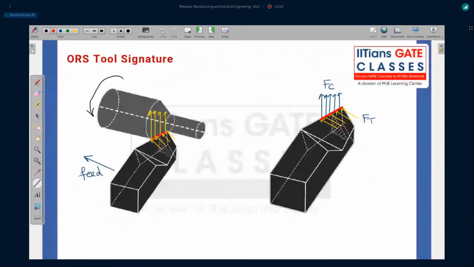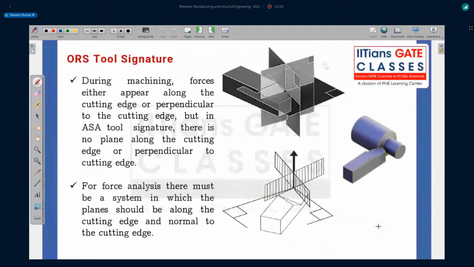See, so here please remember that this FC is the cutting force. FT is the thrust force. So why it is called cutting force, why it is called thrust force, we'll discuss that in the lectures, right? So this is where the main difference will come.